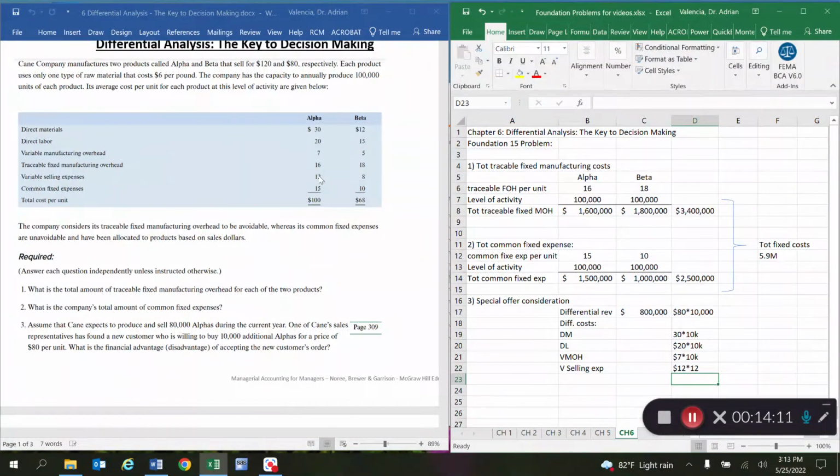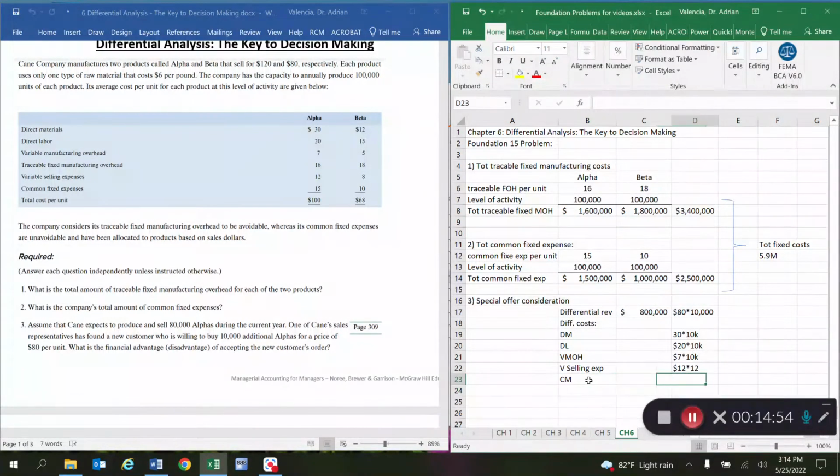Now, I don't consider anything else, because whether I make these extra 10,000 units or not, I'm still going to incur these fixed manufacturing overhead costs. In other words, this 1.6 million, whether I make 80,000 units or 100,000 units, I'm still going to incur 1.6 million. So in my differential analysis, I don't consider it, because if I don't make it, it's 1.6 million. If I make these extra ones to sell them, it's 1.6 million. So there's no difference. There's no differential cost with that one. Same thing with the common fixed expenses. So what we look at in these special offer considerations is solely the contribution margin.